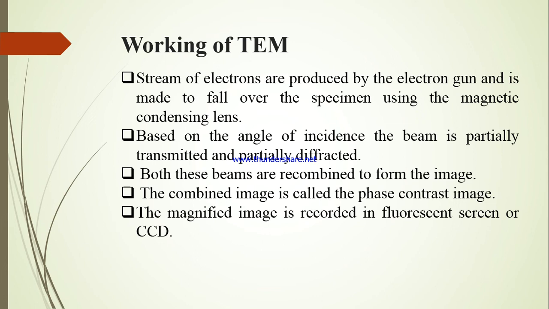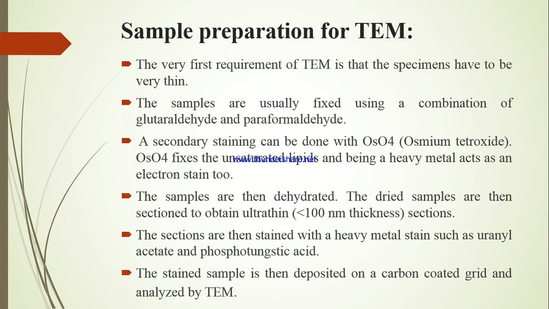The combined image is called a phase contrast image. So the diffracted electrons as well as the transmitted electrons are combined together to construct the image. The magnified image is recorded on a fluorescent screen or CCD.